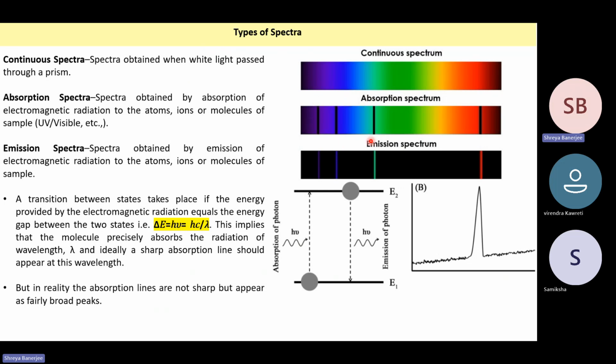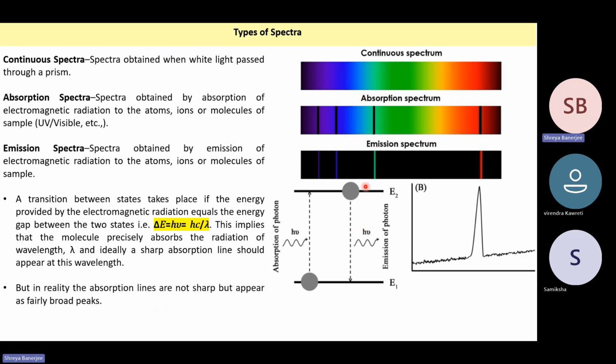dark bands. So imagine this is a lower state of the electron, and this is the upper state of the electron. Now, at a particular wavelength, that is particular energy values, the electron is getting excited from lower to upper level. So that particular wavelength is being absorbed, and that will appear as a dark band in the absorption spectra.